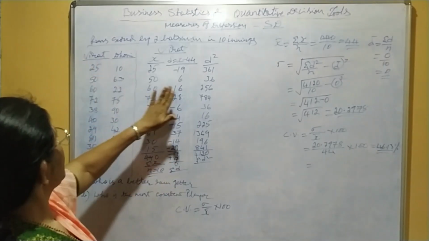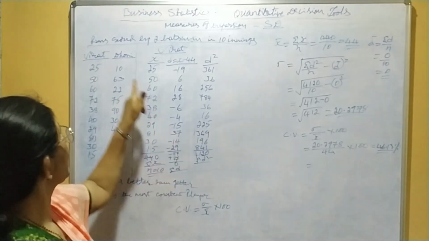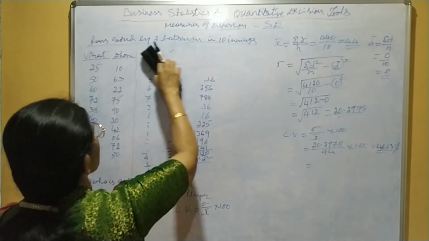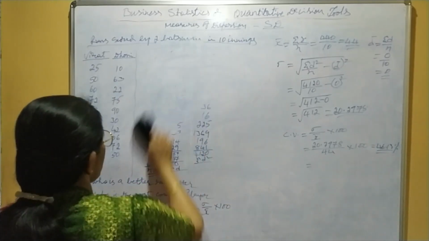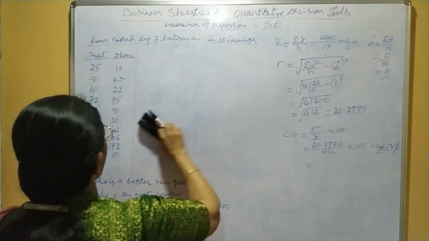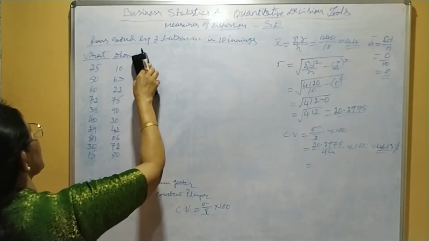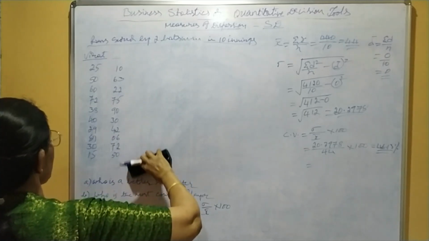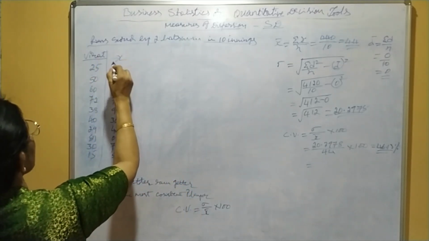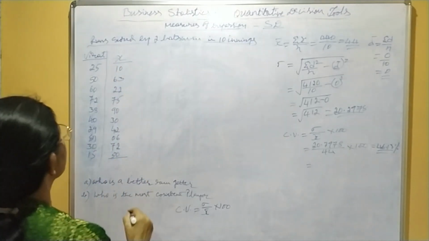Okay. Now in the same manner we have to calculate x bar, standard deviation and coefficient of variation for Dhoni. Okay. Now here take the heading Dhoni. Here I am taking the same values. Here take x. Now first we have to take the total of x.